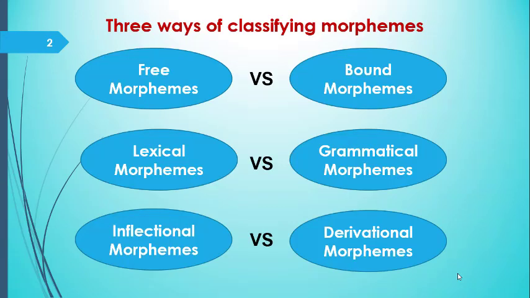There are three ways of classifying morphemes. These three pairs are the opposites of each other. There are free morphemes and the opposite is bound morphemes. And lexical morphemes, the opposite is grammatical morphemes. And then inflectional morphemes, the opposite is derivational morphemes. So these six are the types of morphemes.